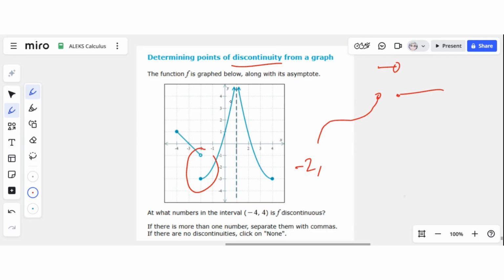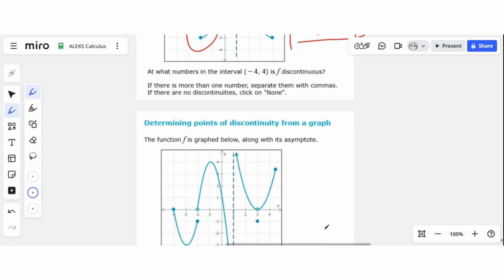And then this point, we have an asymptote. That means the function is not defined at x equals 1. So that would be our other point of discontinuity. So those are the values at which f is discontinuous. Okay, let's do one more.